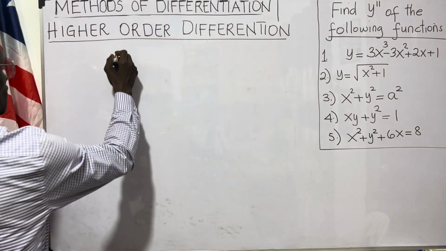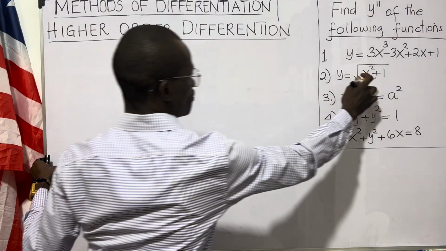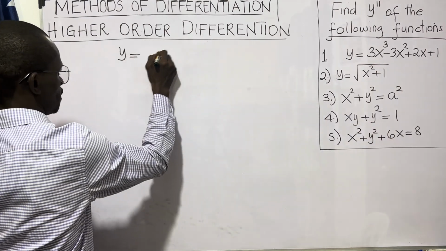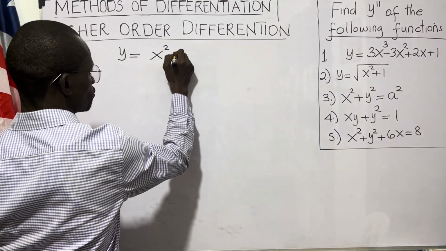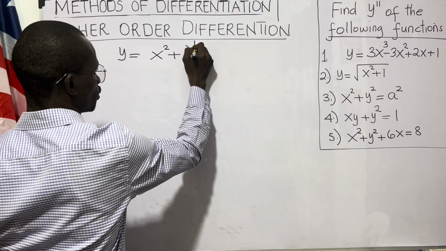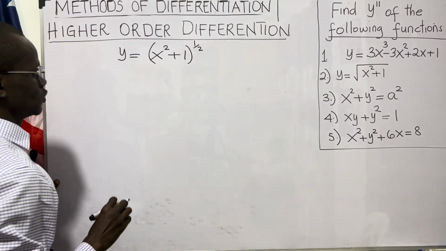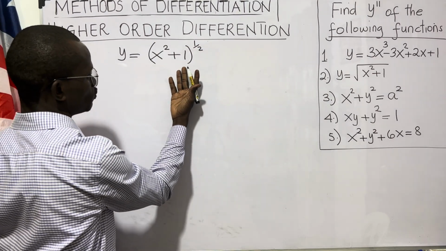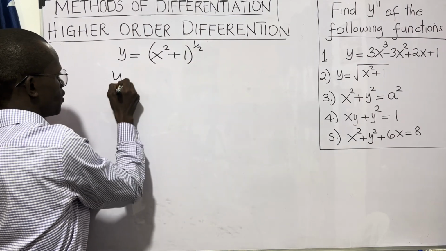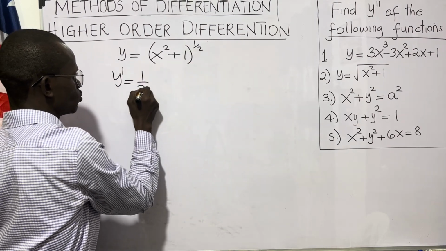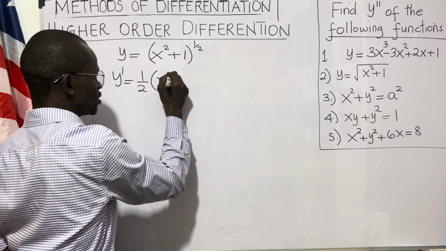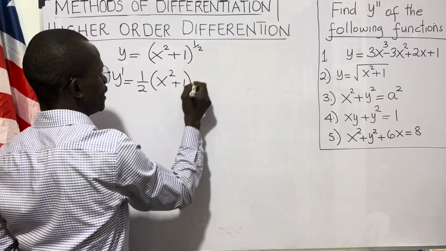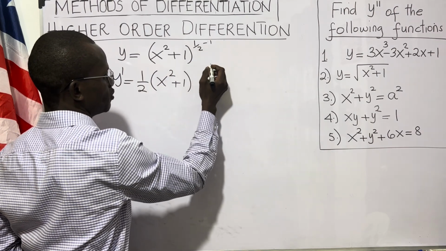So the second problem says y equals the square root of x squared plus 1. So I can just rewrite it in exponent form, 1/2. So I can use the extended power rule. That is, I bring this power down, y prime is equal to 1/2. I rewrite this expression, and I subtract 1 from this power.